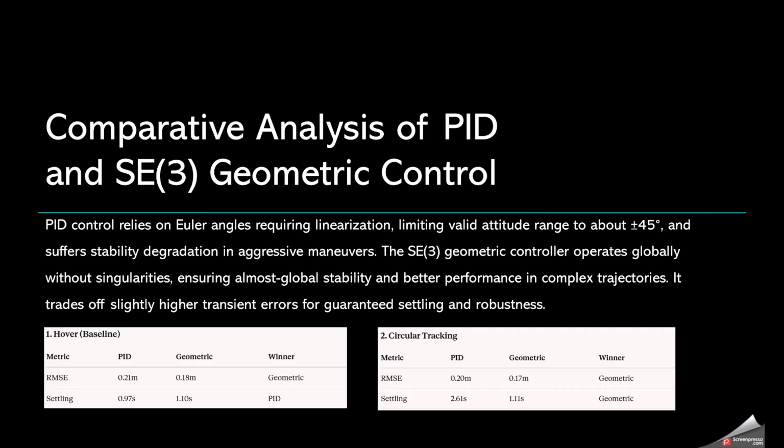PID's Euler angle linearization limits its usable attitude range, roughly within plus or minus 45 degrees, and performance can collapse as maneuvers become aggressive. The SE(3) geometric controller is singularity free and tracks complex trajectories more reliably with strong stability properties.